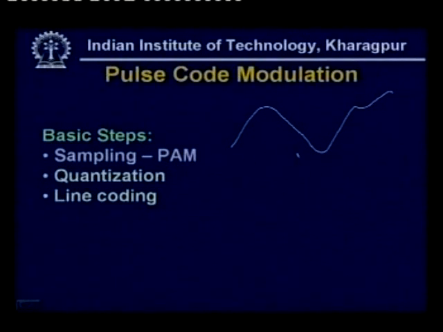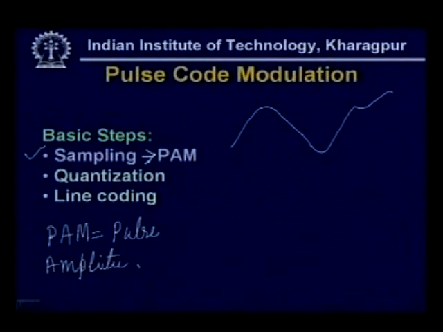So, this analog signal has to be converted into digital form for sending through a transmission media. First step is known as sampling. The sampling process converts the analog signal into a form known as pulse amplitude modulation. So, PAM stands for pulse amplitude modulation.